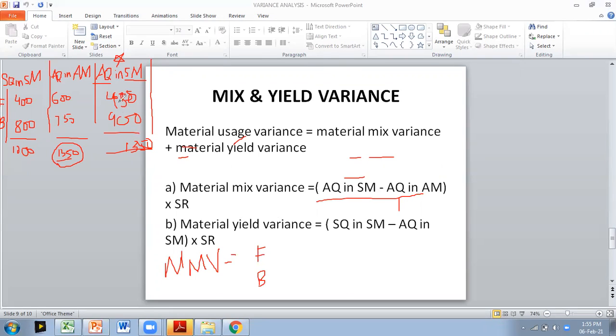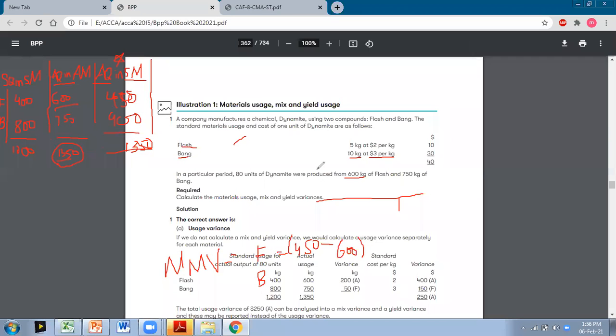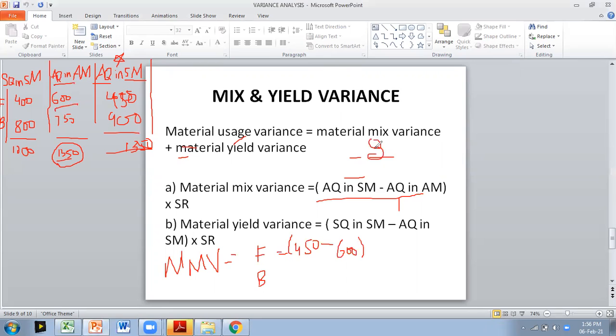For Flash, actual quantity in standard mix is 450. Actual quantity in actual mix is 600. Multiply by the rate. Now let's see what the rates were, right? The rates are $2 and $3. Multiply by 2. Now 450 minus 600 is 150. Multiply by 2, it becomes 300. And it would be adverse, right? Because 600 is bigger over here. So it is 300 adverse.